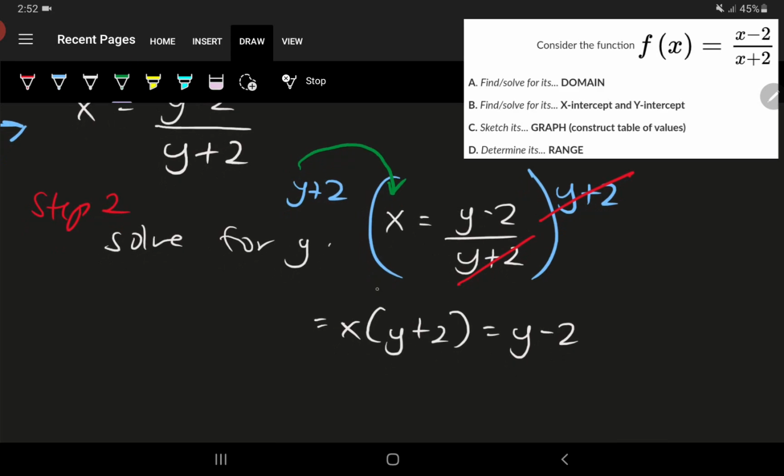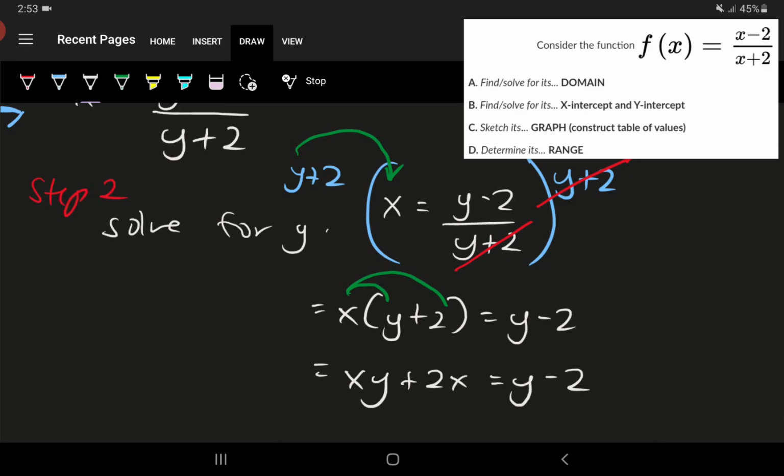So, distribute the value of x to this given binomial. So, x times y is xy, and x times 2 is 2x. Okay? And that is equals to y minus 2. Okay? And since we need to solve for the value of y, we need to place the expressions with y on one side of our expression. So therefore, I need to move the value of 2x. So on one side, only y, and on the other side, the terms without values of y.